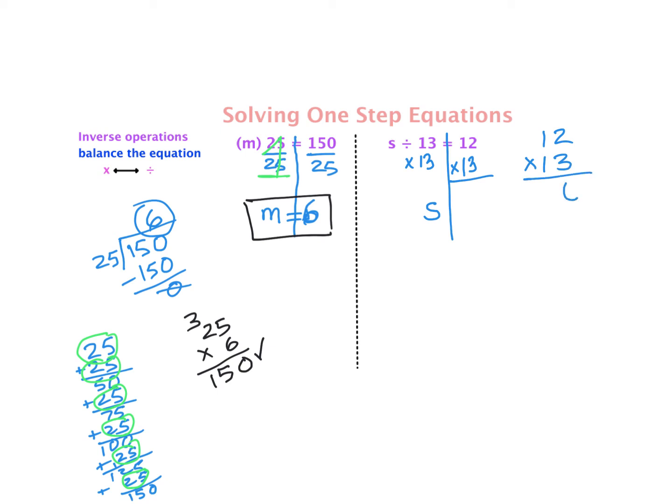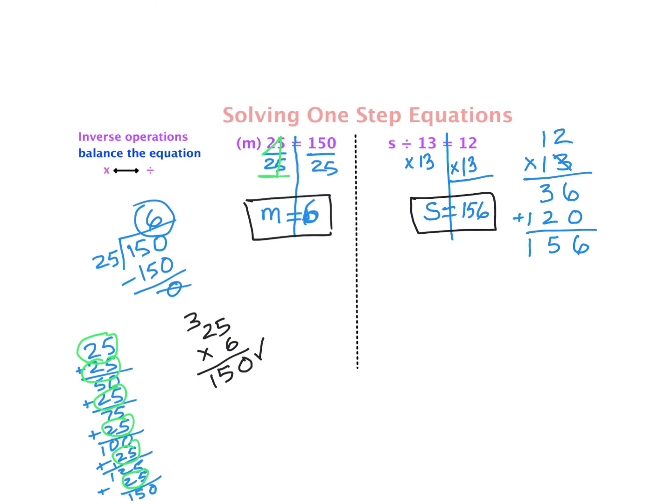3 times 2 is 6. 3 times 1 is 3. I'm done multiplying by 3. I'm going to put a placeholder. And literally what this means is I'm now multiplying by 10. 1 times 2 is 2. 1 times 1 is 1. I'm going to add. 6 plus 0 is 6. 3 plus 2 is 5. 1 plus nothing is 1. S equals 156. I'm just going to put a box around my answer.